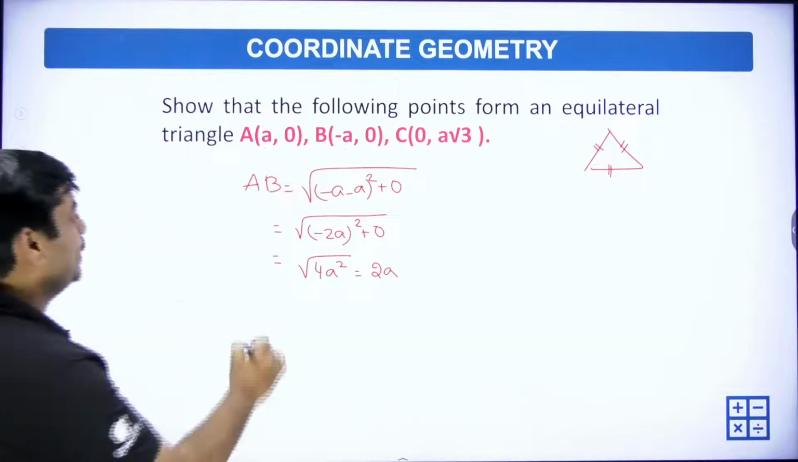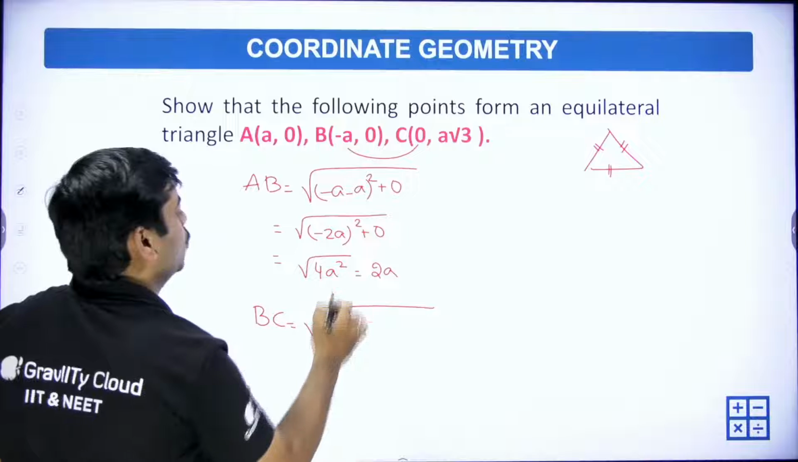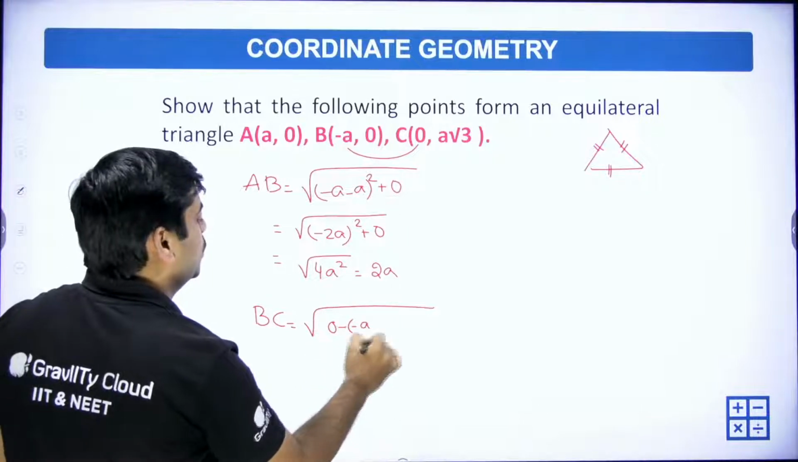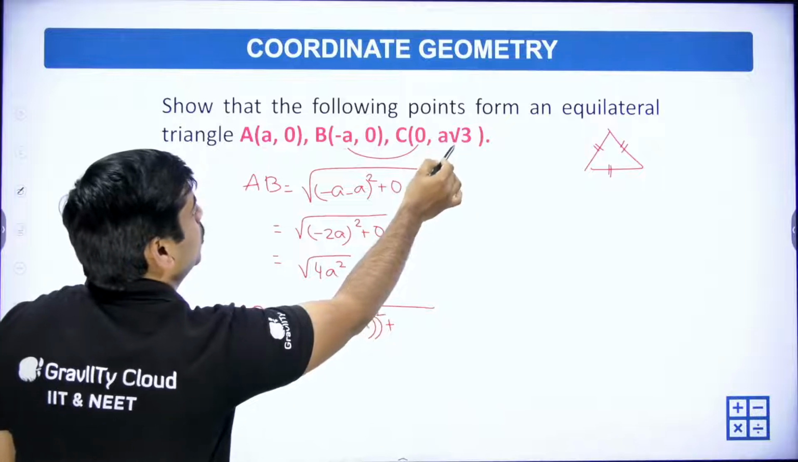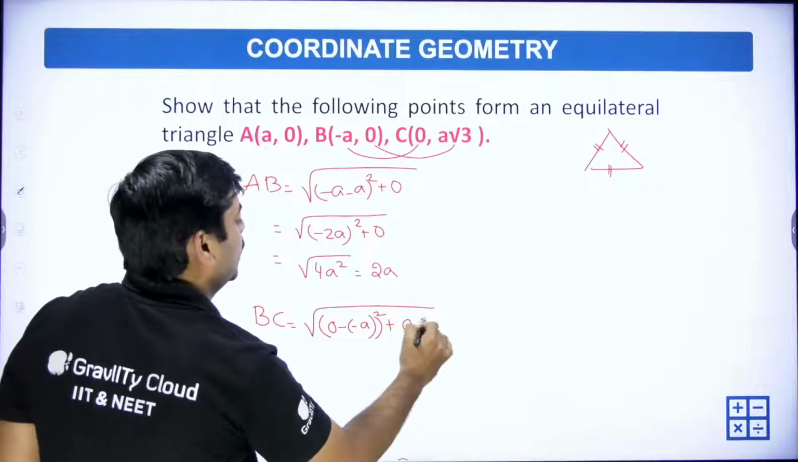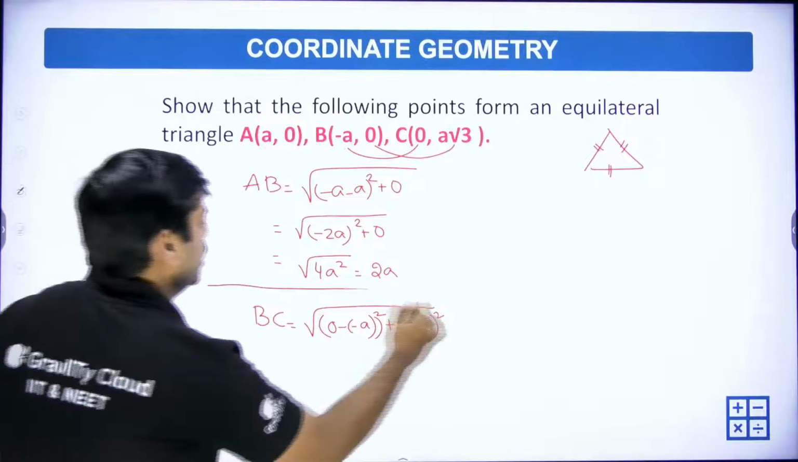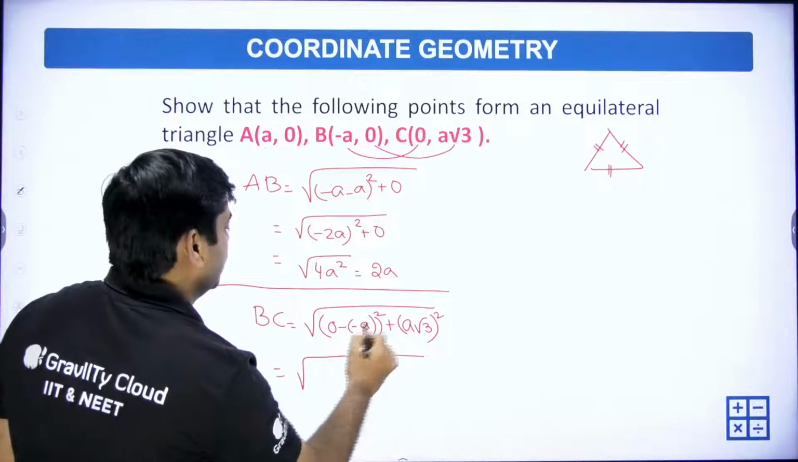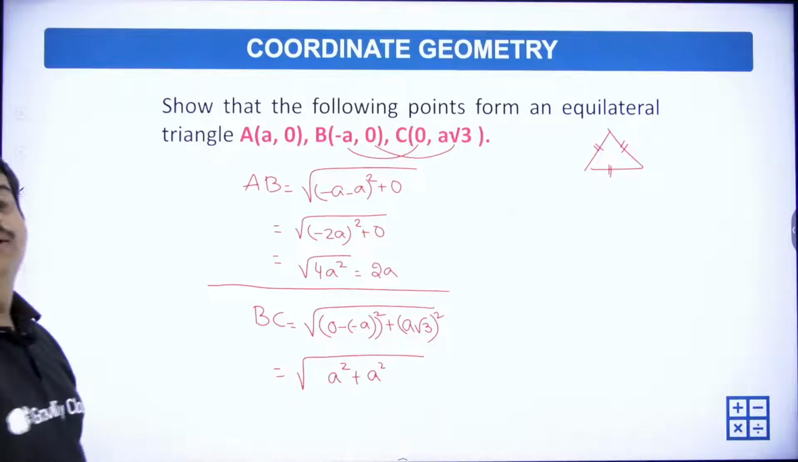Now try to find what BC's length is. BC is equal to root over (x2 minus x1) whole square, that is (0 minus of minus A) whole square, plus (y2 minus y1) whole square, that is (A root 3 minus 0) whole square. So that becomes A root 3 whole square. Okay, so that is equal to root over A square plus A square into root 3 square. Root 3 square is 3.